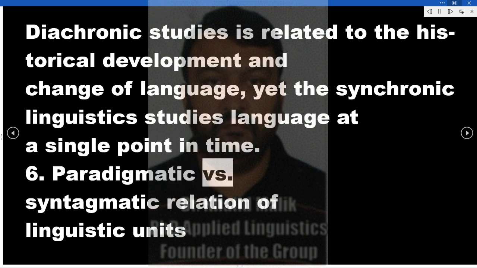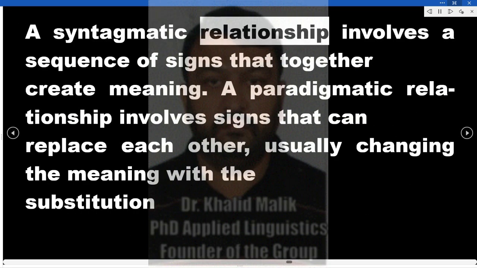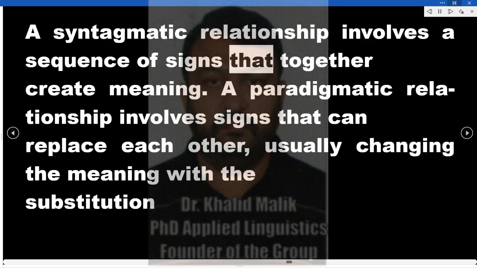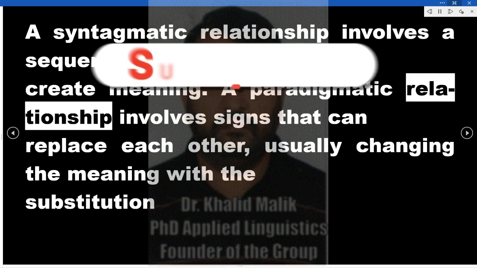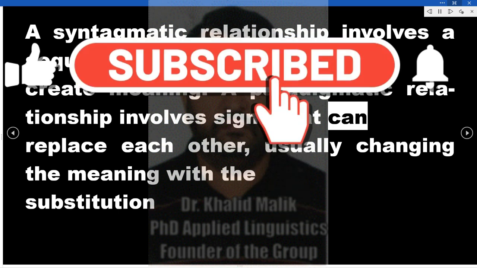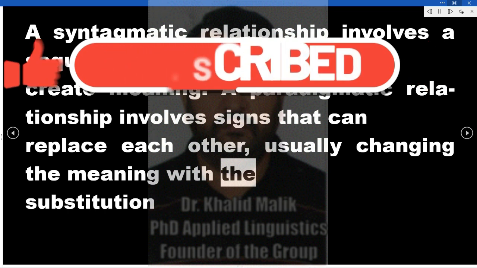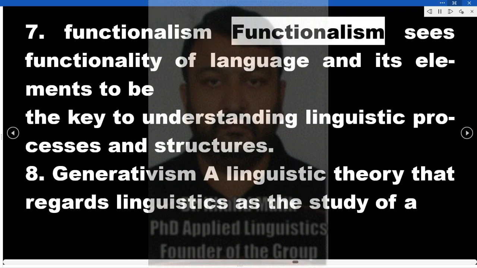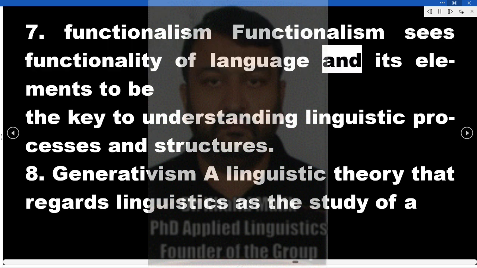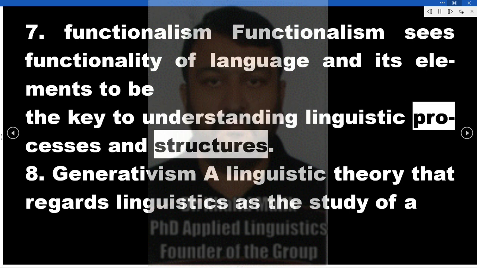6. Paradigmatic versus syntagmatic relation of linguistic units. A syntagmatic relationship involves a sequence of signs that together create meaning. A paradigmatic relationship involves signs that can replace each other, usually changing the meaning with the substitution.